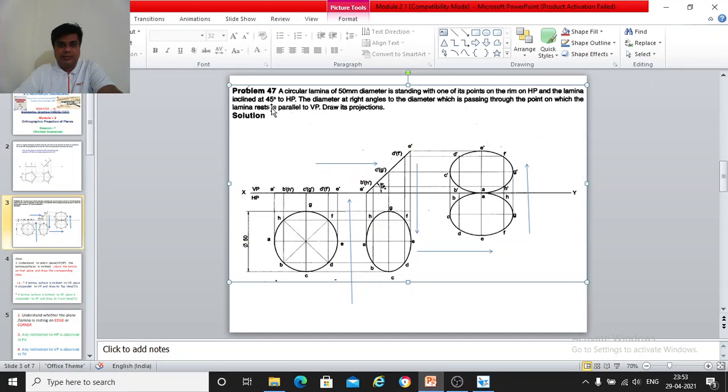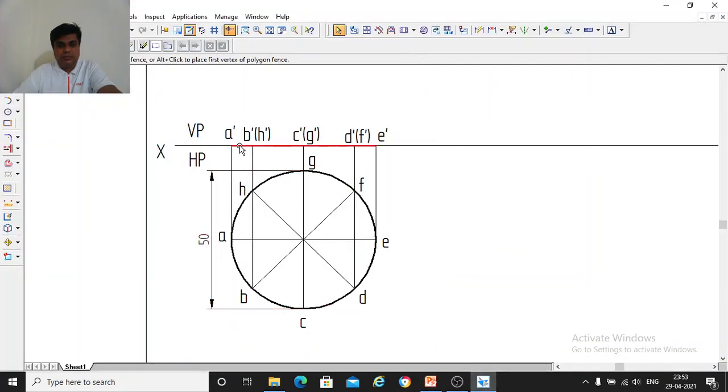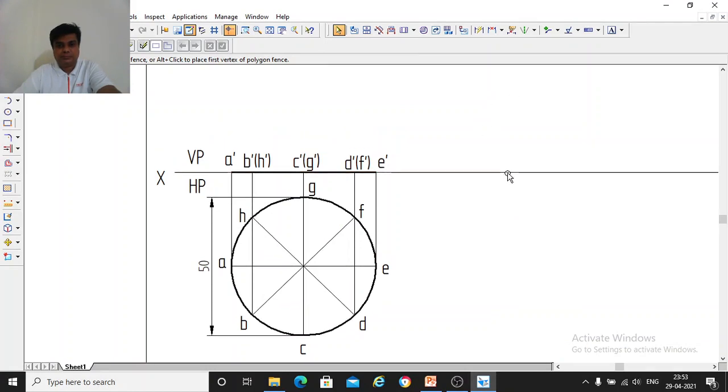So lamina is inclined at 45 degrees to HP. So this front view will be inclined at 45 degrees to HP. So this front view, you just draw it here at 45 degree. So measure this length and draw here. Second stage, leave some gap and draw this front view at 45 degree. So I will draw this line at 45 degree.